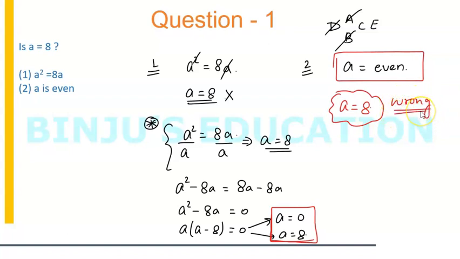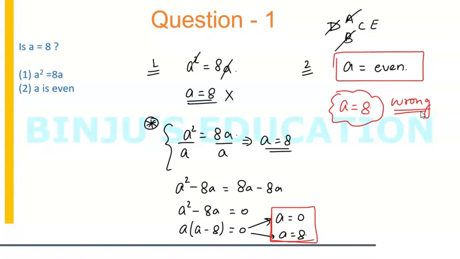Then again you are wrong. Remember that 0 is also an even number. 0 is neither positive nor negative, understood, but 0 is an even number.